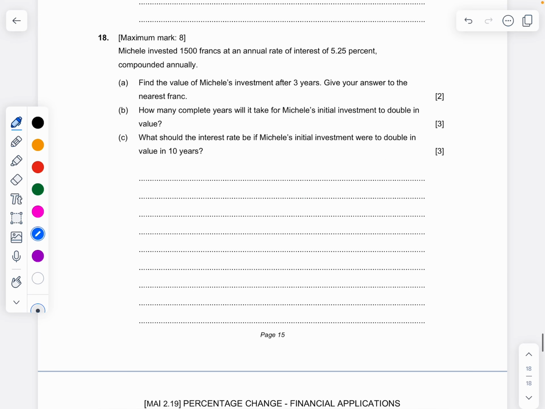Lastly, question number 18. Michelle invested 1500 francs at an annual interest rate of 5.25% compounded annually. Find the value of Michelle's investment at the end of 3 years. So it is 1500 times 1.0525 to the power of 3, which is 1748.87, which is 1749 to the nearest franc.